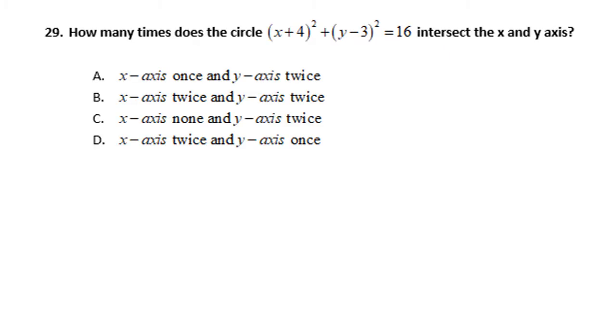Number 29, how many times does the circle x plus 4 squared plus y minus 3 squared equals 16 intersect the x and y axis? A, x-axis once and y-axis twice. B, x-axis twice and y-axis twice. C, x-axis none and y-axis twice. Or D, x-axis twice and y-axis once.